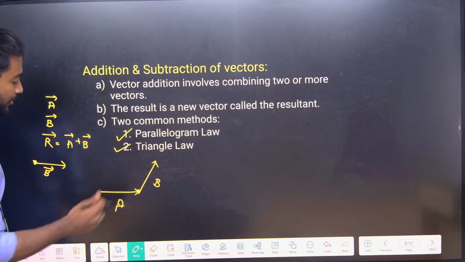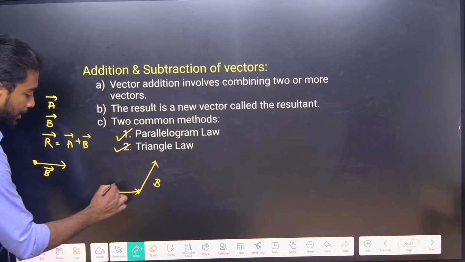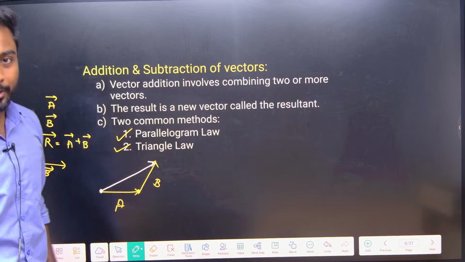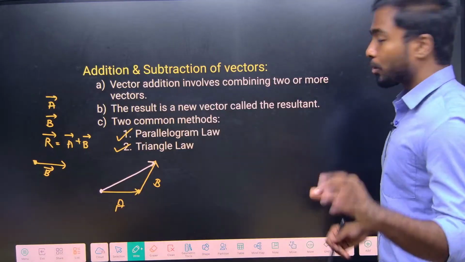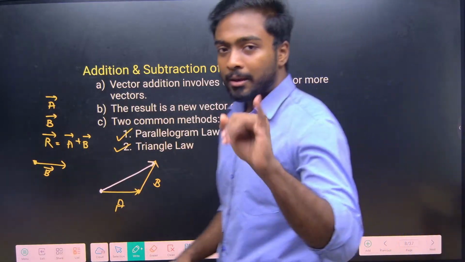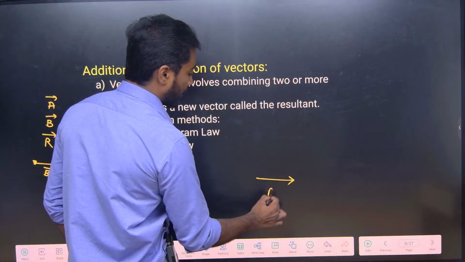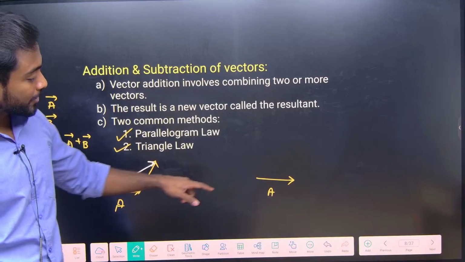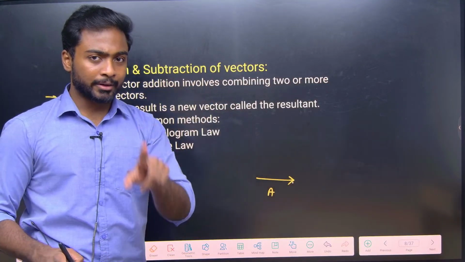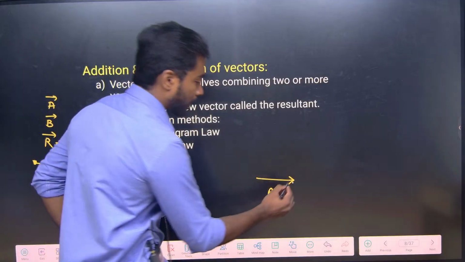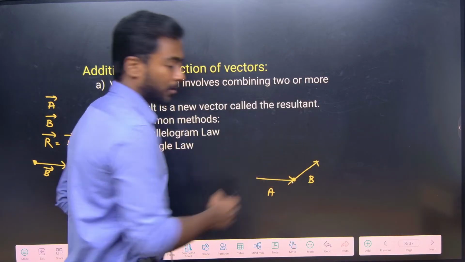The resultant will start from the tail of the first vector and end at the head of the last vector. I am not saying the second vector, I am saying the last vector. For example, if there are 3 or 4 vectors, A, B, C, D, this is my first vector A. The tail of the second vector should be at the head of the first vector. So this is the tail of the second vector B.